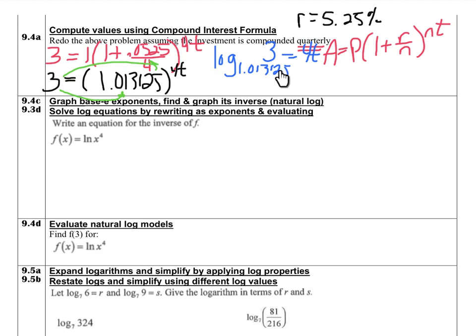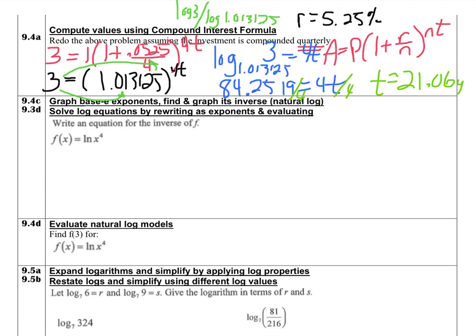Now this right here is just a number in my calculator. So what I'm going to type in my calculator though is I have to do a base 10 conversion. So it's log of 3 divided by the log of 1.013125. And here's what we get for that. Is this value here, and it equals 4t. So then to wrap this up, we just have to get t by itself. So to do that, I'm going to divide both sides by 4. And then for our final answer, what we're going to get is the time period is going to be approximately 21.06 years versus continuously was 20.9.